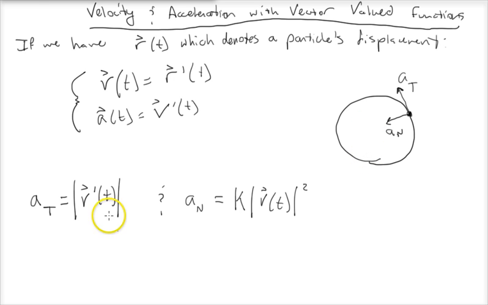We have equations for these two components down here, and you can find the formulas for them in your book, but it's important to memorize these. The tangential acceleration is going to be the absolute value of the derivative of the velocity vector, or the magnitude, we can say. And the normal acceleration is going to be the curvature, if you remember from our last video how to calculate curvature, times the absolute value of the velocity vector squared. And those are the two components.